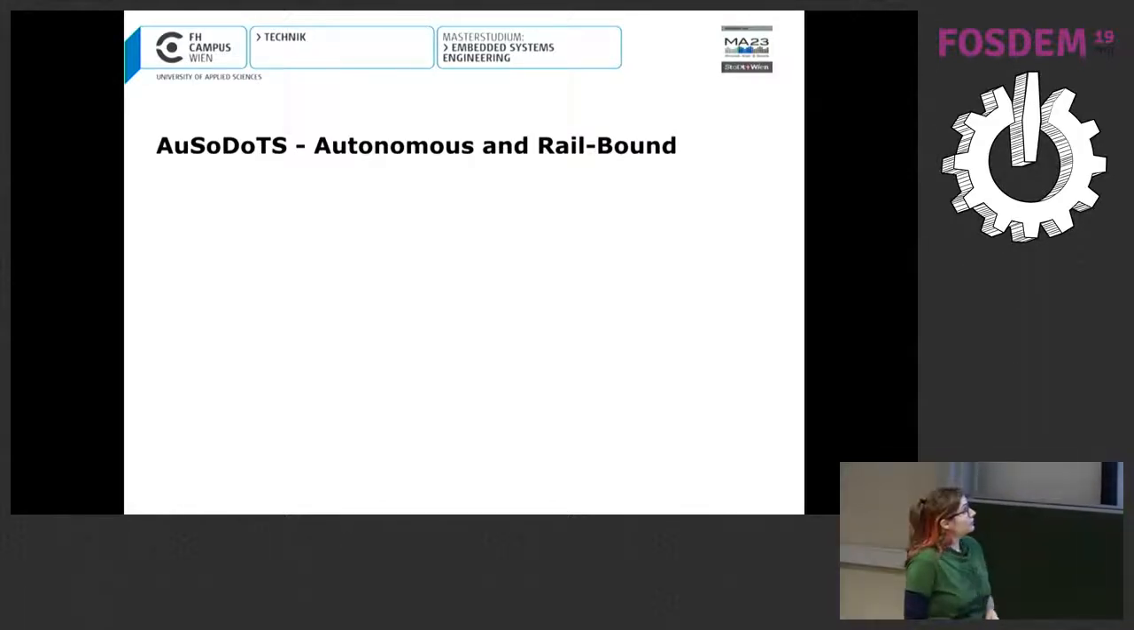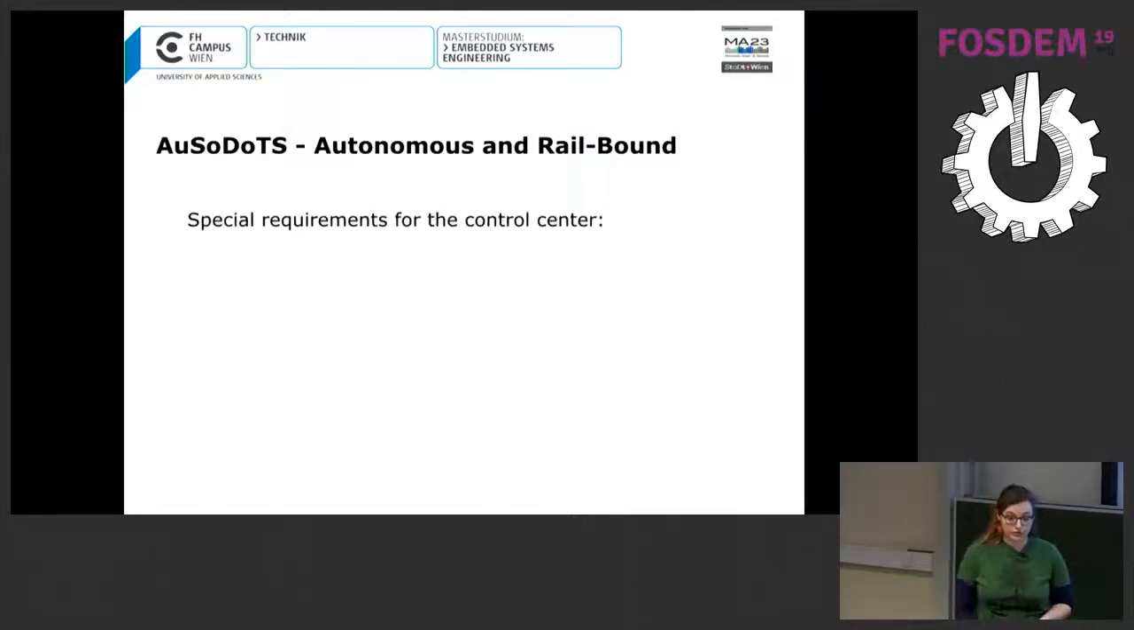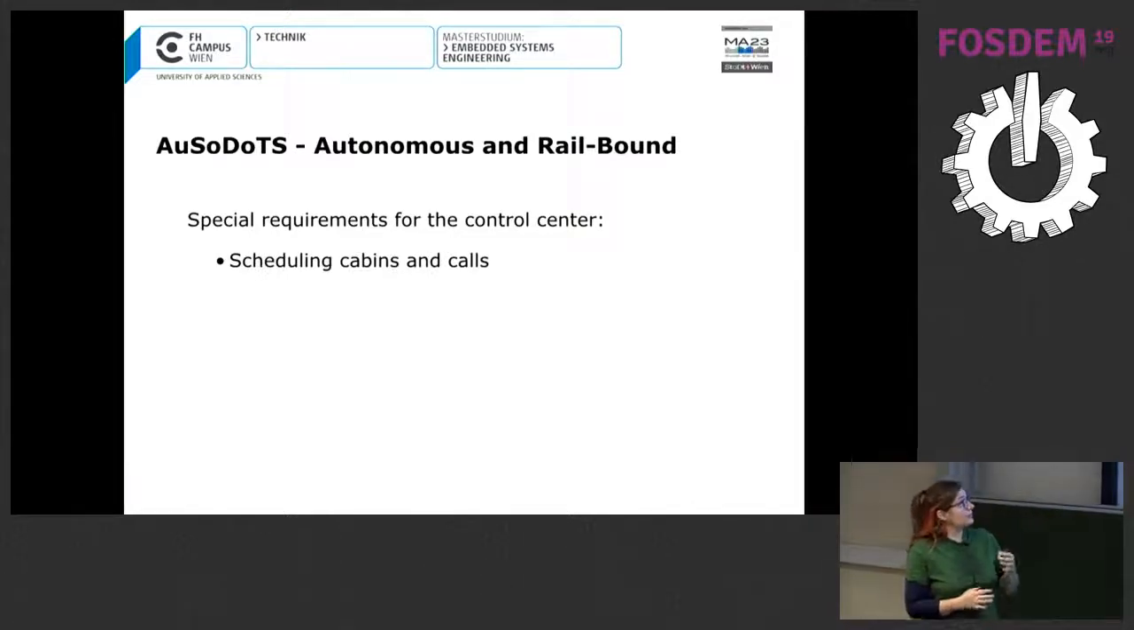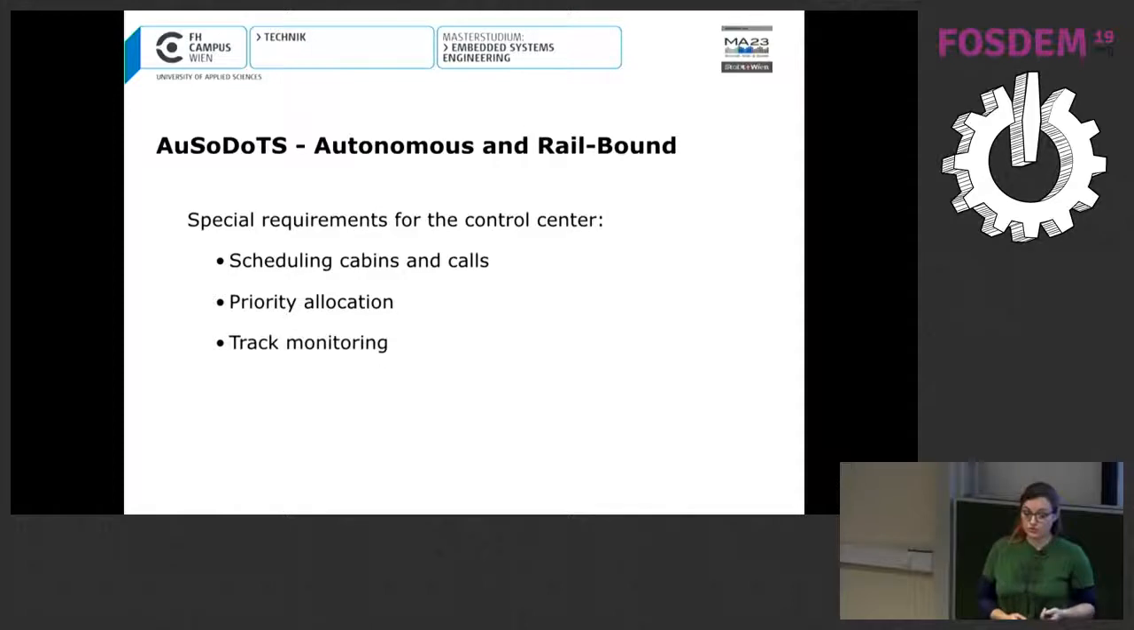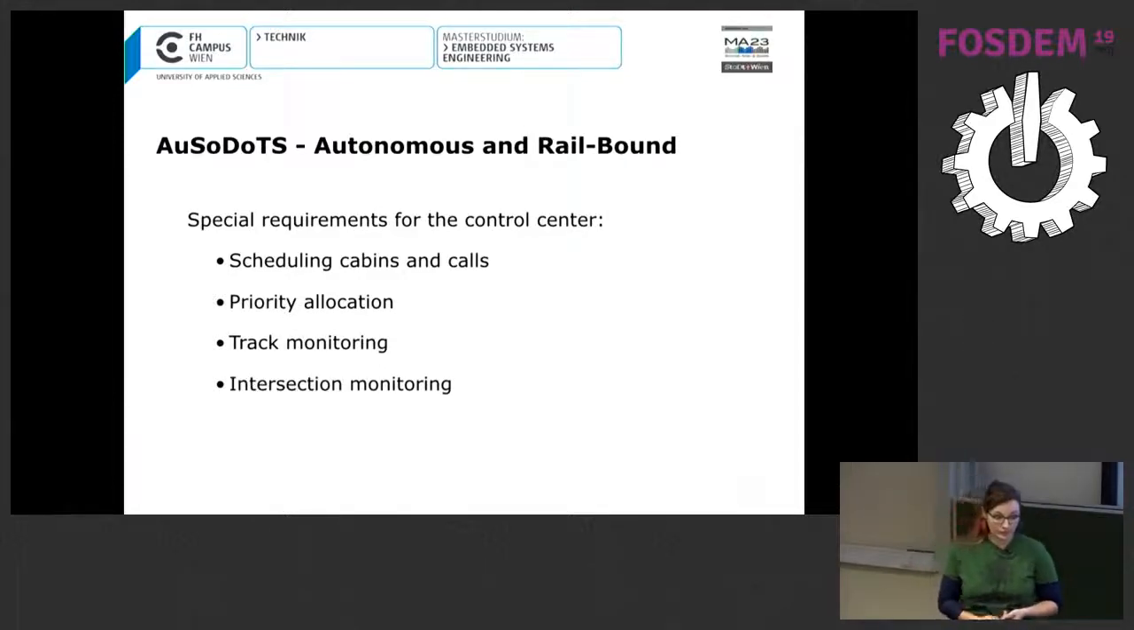And then there are special requirements for the control center. It must schedule the cabins and the calls. It must create a priority allocation. There must be track monitoring and there must be intersection monitoring. And also performing emergency actions if necessary.